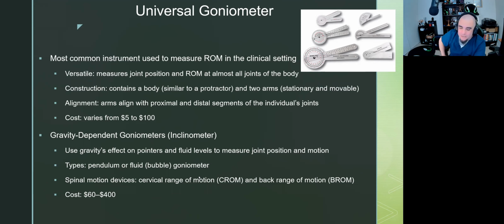I've seen PTs use pendulums. I don't know how to use a pendulum for goniometry. I don't understand it. So I won't be teaching you how to use those, but we'll do bubble gonies. The main reason we use bubble gonies is on the spine, because it's really hard to measure the spine with a standard goniometer because the body's big. So it's hard to measure it with a regular goni. The bubble goniometers give us a better range of motion, and we can also get a full back range of motion with a bubble goniometer, all the way from cervical down to the pelvis.